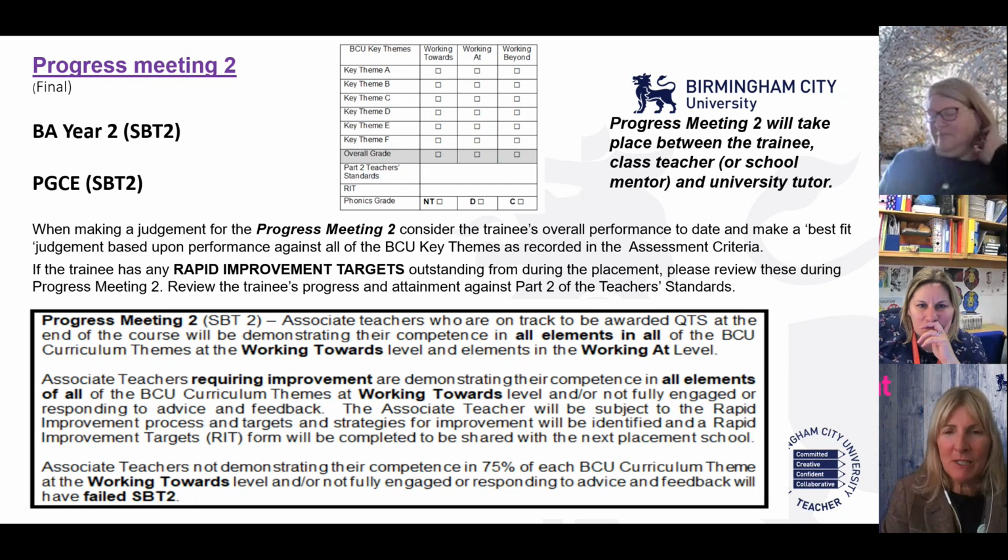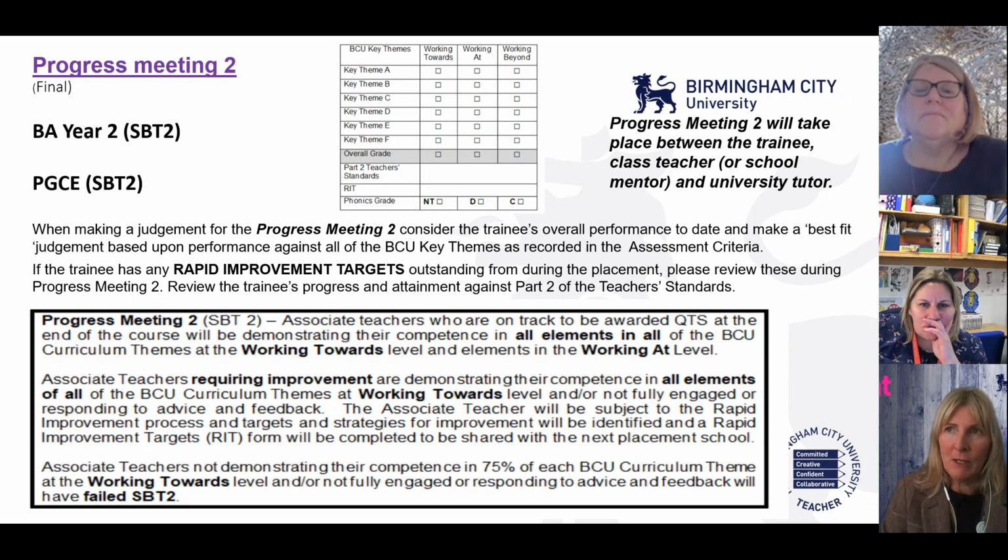But I did speak to a colleague, and after speaking to the colleague, I think it made a lot of sense. So when they come to the progress meeting 2, for an associate teacher who wasn't meeting 75% of the coverage in the themes and the key themes at the review meeting, and they come to this meeting still not having that 75% coverage within those key themes, that means that they haven't met the expectations for school-based training 2. So that's where it would be a fail.